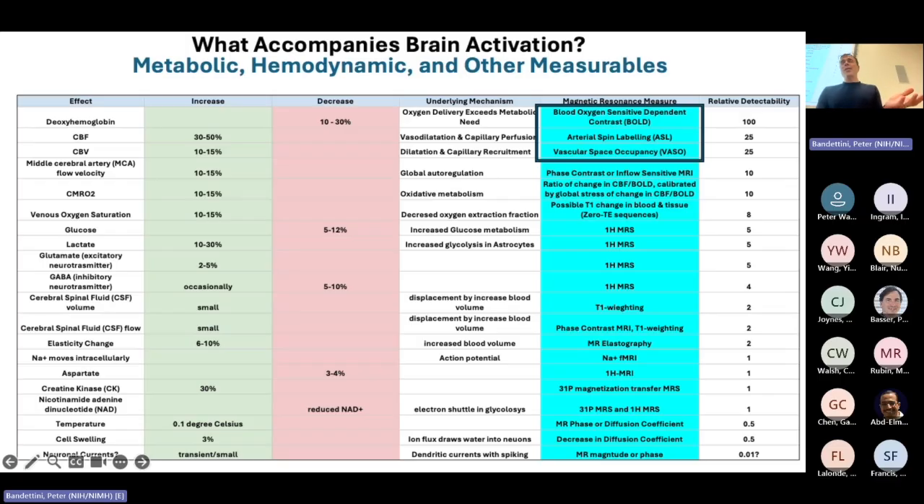Even with BOLD contrast, as I'll suggest when I show the dynamics, there are a lot of aspects of the BOLD signal change that might be sensitive to things we haven't yet realized, like excitation-inhibition ratios. We haven't figured that out, and we'll need non-invasive alternative measures to do so, or invasive ones.